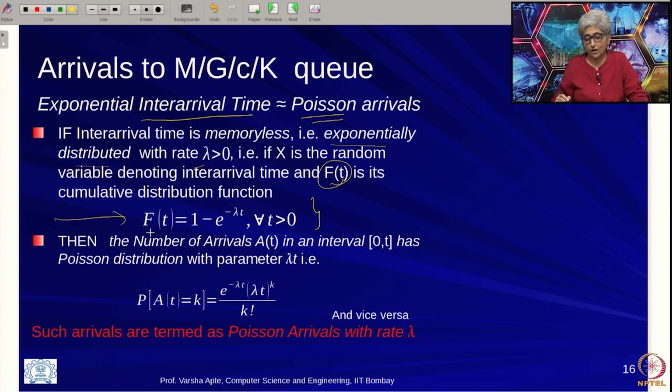This is what it means. This is the probability that the inter-arrival time will be less than t.